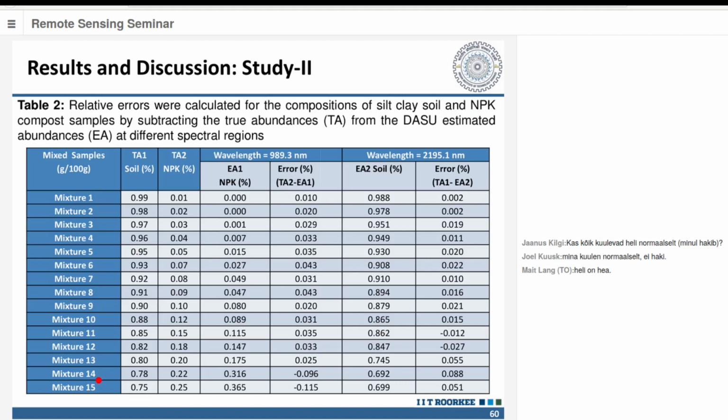So we have prepared 15 mixed samples, and these are the true abundances, meaning the first mixture has 99% soil, the second mixture 98% soil, then 97, 96, 95, 93, 92. These are the true abundances, the ratio of the soil and the ratio of the NPK, and these are the estimated abundances in the 989.3 nanometer wavelength region. And we have calculated the error by subtracting the estimated abundances from the true abundances.